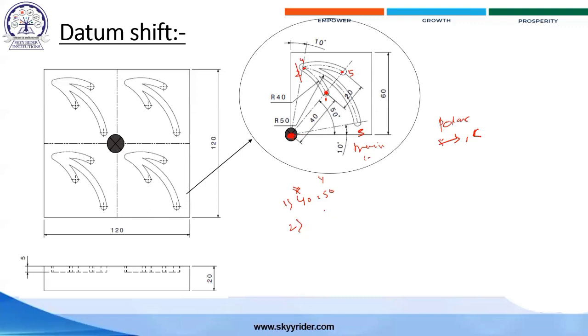For the second point, again it is going here, and the distance is the same, 40. Sorry, the distance will be changed, because from this point to this point it is 10 mm longer, so it will be 50. And the angle is, you can see, 90 minus 10. From here to here it is 10 degrees, so minus 10, so 80. Got it, everyone?